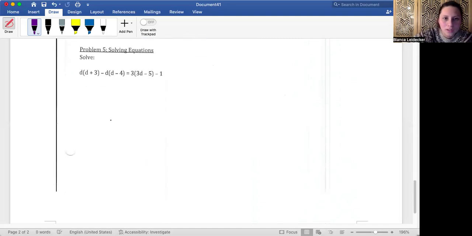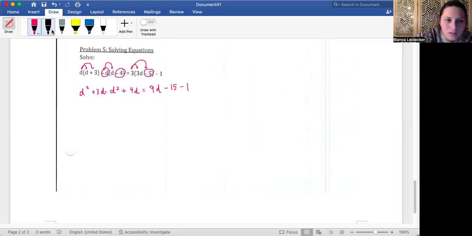So let's talk about solving an equation where there's multiple things going on. When there's parentheses, first step is to distribute. I like to circle my negatives so that I don't forget about them. Negative 5, and here's negative 1. Okay, so d times d is d squared plus 3d minus d squared plus 4d. Negative d times negative 4 is positive 4d. 9d minus 15 minus 1.